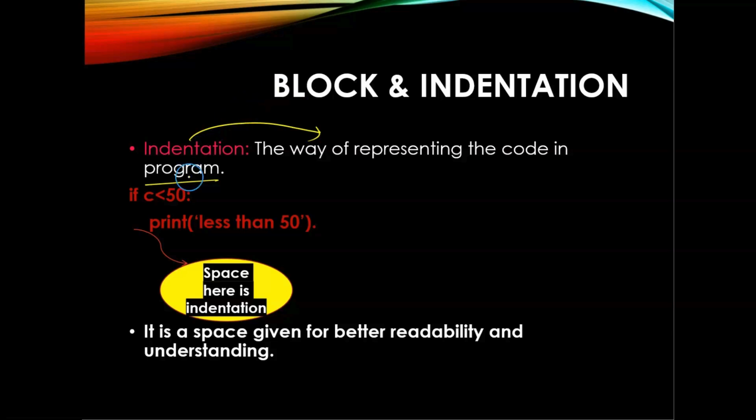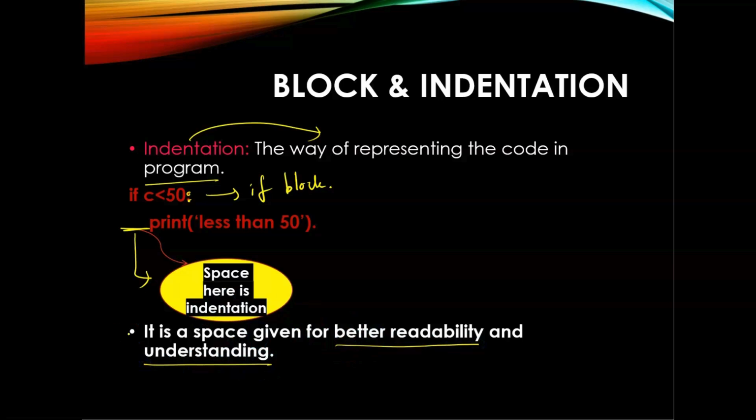See here, for example, we have the if block. If c less than 50, we are giving the colon here. Once the colon is encountered in Python, the next line immediately starts with an indentation level. The indentation is nothing but leaving some space on the left-hand side of the code. That space here is called what? Indentation. Why is this space given? Why is this indentation provided in Python? It is for better readability and for better understanding.